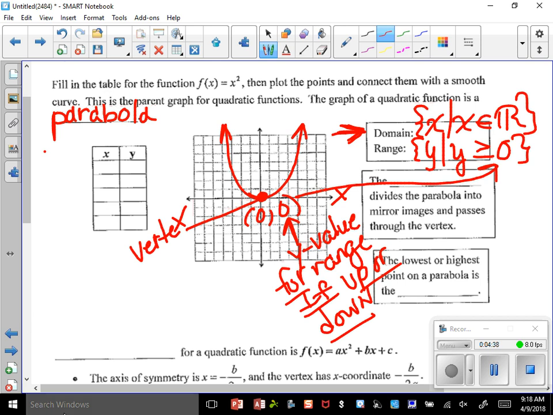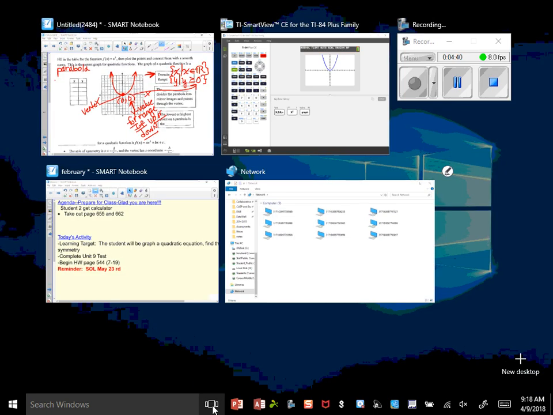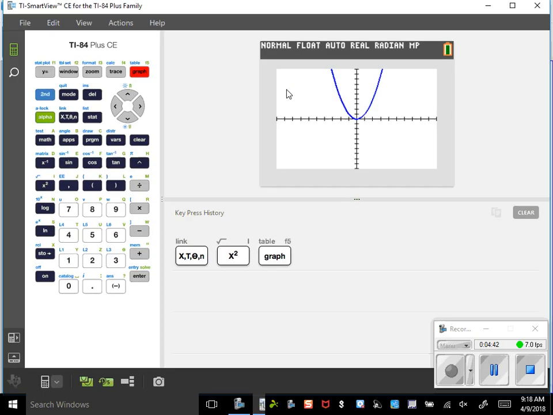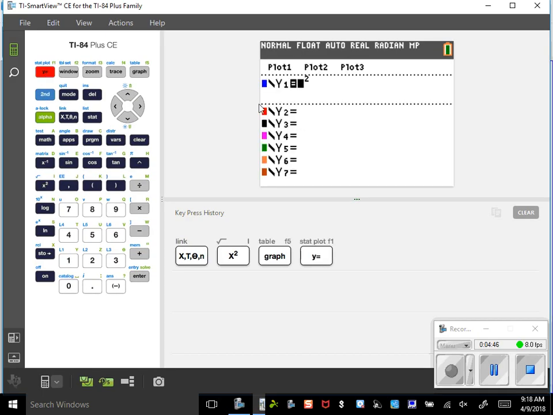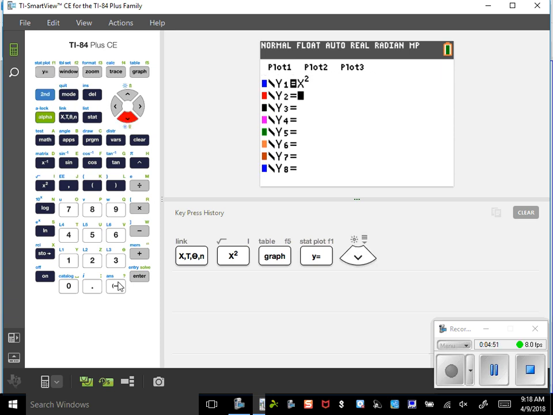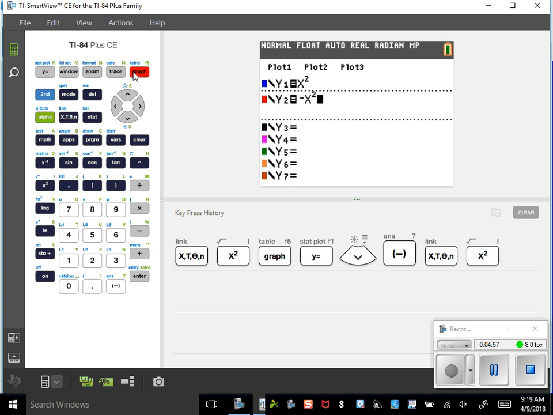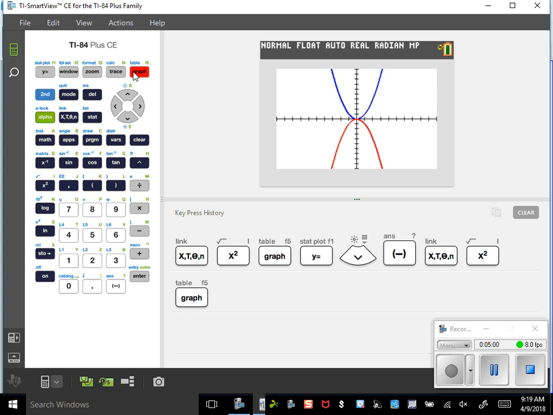So go back to your calculators, and now I want you to keep that one in, and just go to the second row. So when you hit y equals, just go down to y sub 2, cursor down, and put in negative x squared. And then hit graph. So I want you to tell me what happened. Something happened on mine. So what happened to the parabola? It's not going up, it's going what?